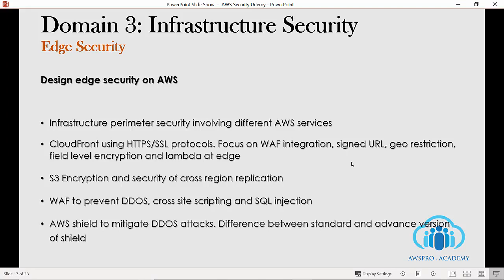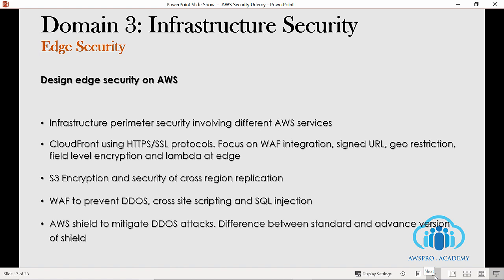Under the infrastructure security domain, the first section focuses on design edge security on AWS. When it says edge, it doesn't mean edge location. It's more about infrastructure perimeter security involving different AWS services. Let's start with CloudFront. Focus on the web distribution mainly and see how you can manage HTTPS and SSL connections.